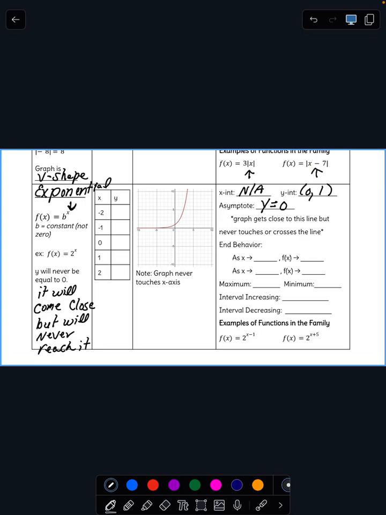Let's look at our end behavior. As x heads towards negative infinity, what is this end doing? Well, it's actually approaching, but never reaches 0. You just have to remember that. It's a little different, a little special. Then, as x is approaching positive infinity, f of x is also approaching positive infinity.